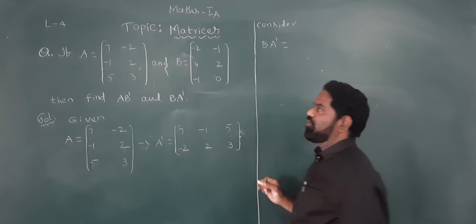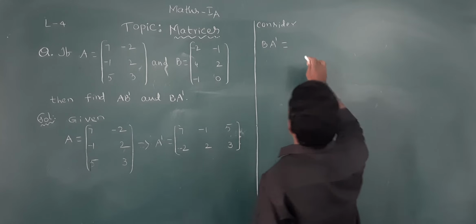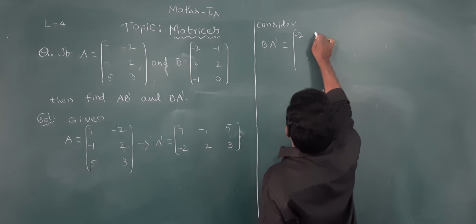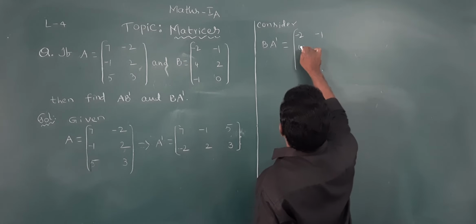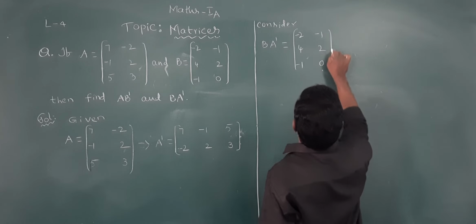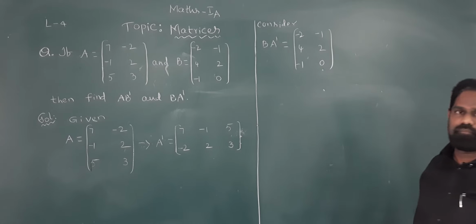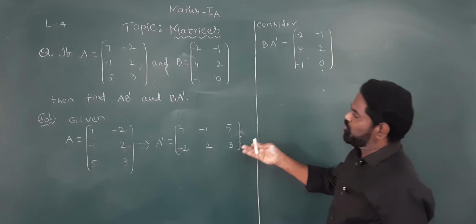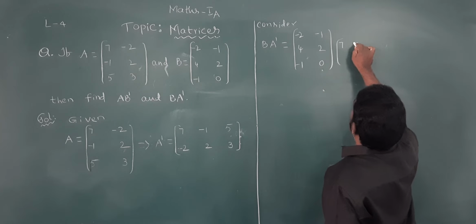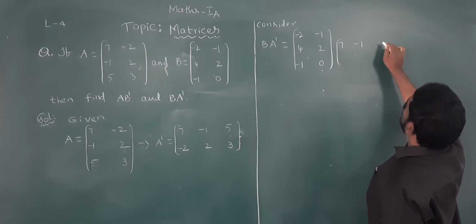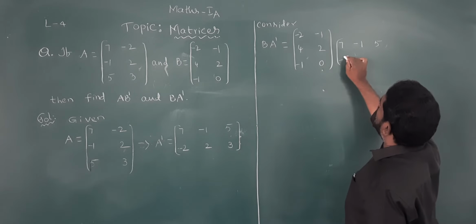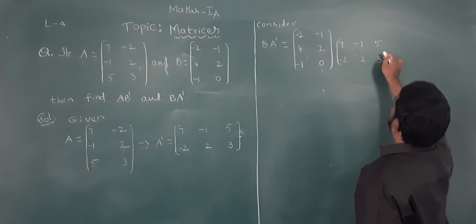Let us see how we find it. First take matrix B, with rows minus 2, minus 1, then 4, 2, then minus 1, 0. This is matrix B into A transpose. Take it: 7, minus 1, 5, next, minus 2, 2, 3.